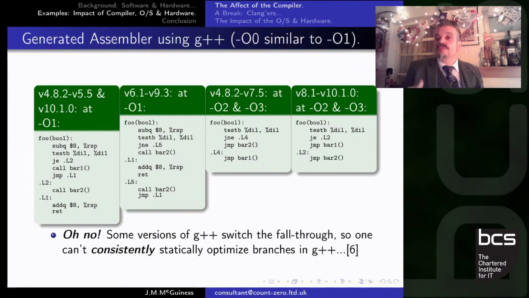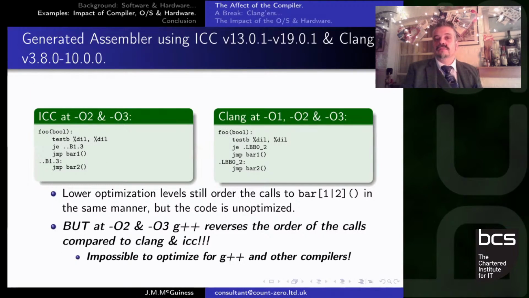They seem to have solved this, but the problem is if I've optimized for GCC 4.8 to 7.5, I've optimized for the else. Now I change to 8.1 or 10, I've got to change all the likelies and unlikelies in my code. What about ICC and Clang? Well, ICC and Clang are both consistent. They get it the right way round. Yes, GCC reverses the order of calls, as I was saying, compared to Clang. So if I've got my code optimized for GCC and I use it for Clang, I will have sub-optimizations as far as static branch prediction is concerned.